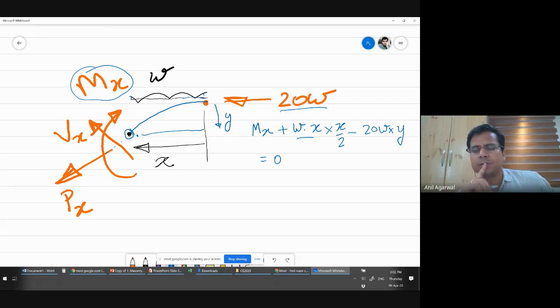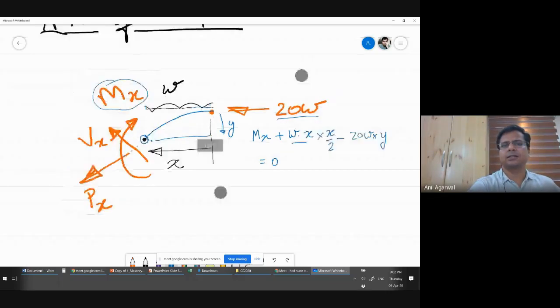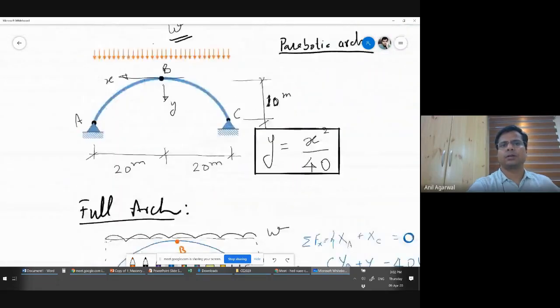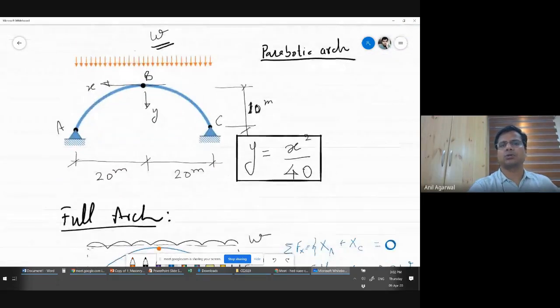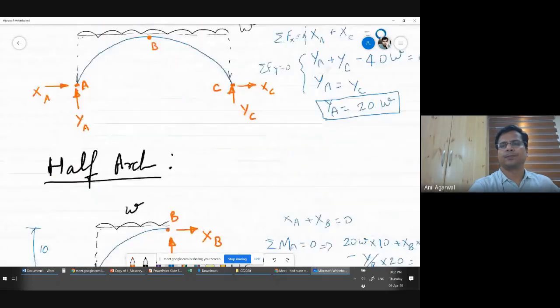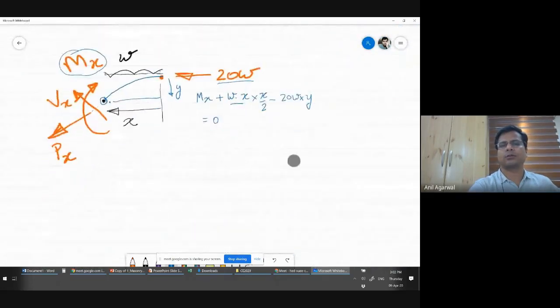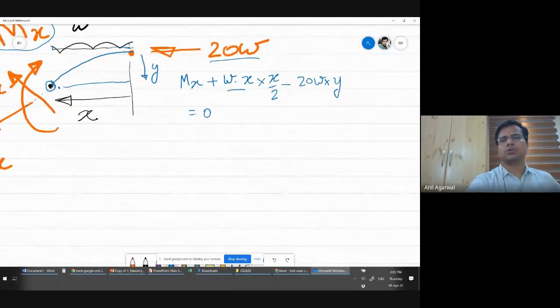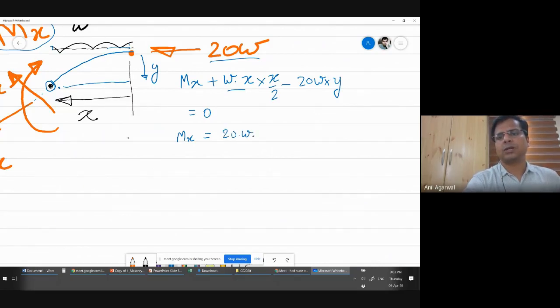Anybody has a problem with this? This seems okay, right? Initially, we had seen in the very beginning that y was equal to x square by 40. So for any unit x, you can calculate y. So I substitute the y value here. Mx is equal to, I'm just putting the terms to the other side, 20 times W times x square by 40.